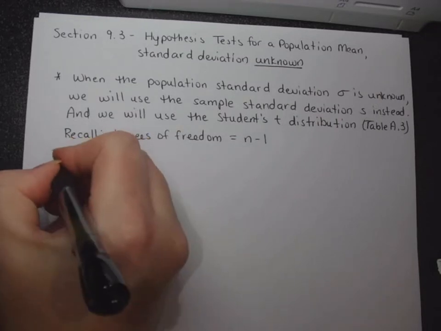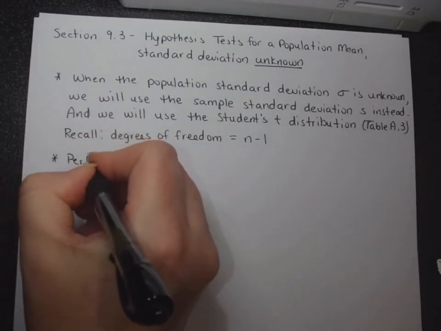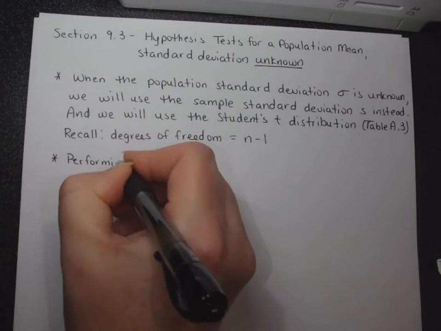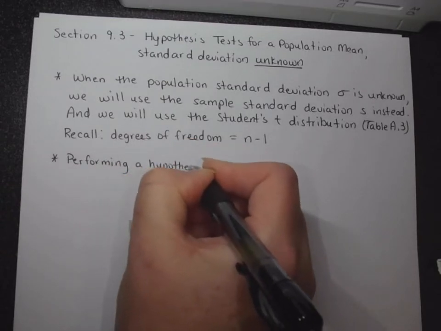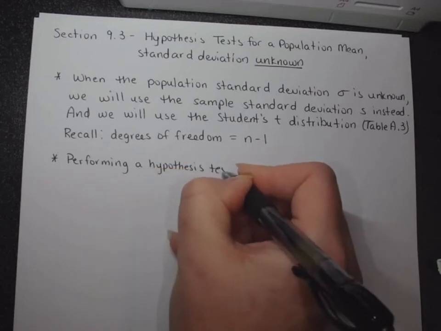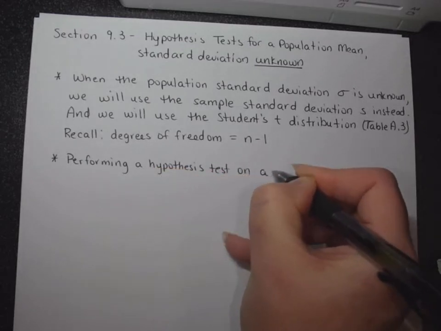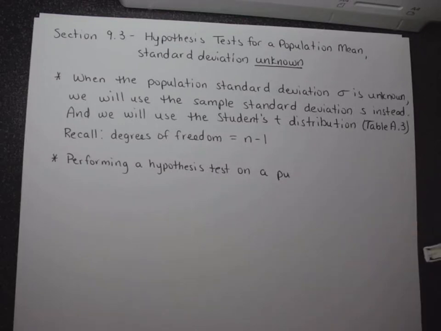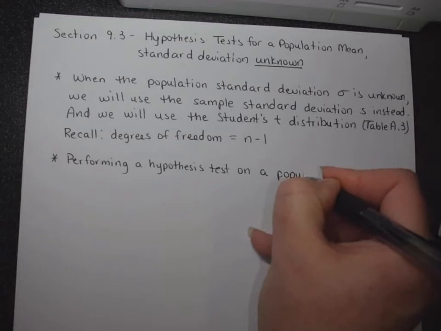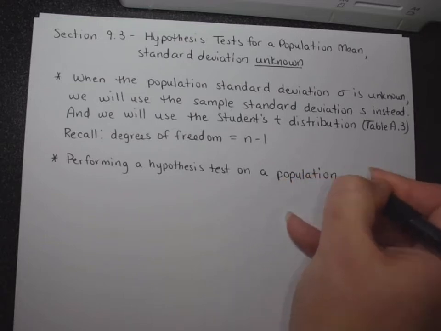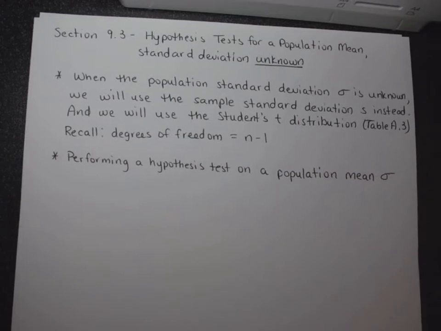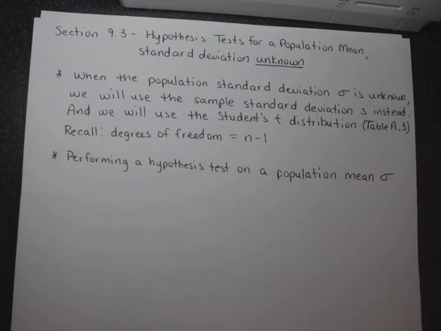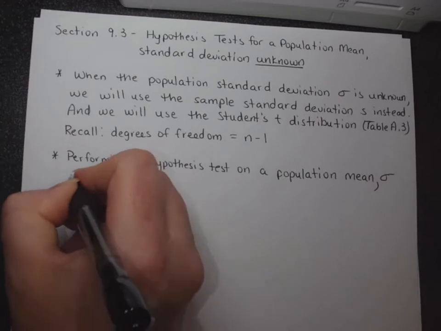Okay, so here is how we're going to perform a hypothesis test when we don't know the standard deviation of the population. Remember, hypothesis test is where we find an H sub 0, a null hypothesis, and we find an alternate hypothesis, and then we see if we can make a conclusion from that. Remember, a whole big group of these problems aren't going to have a conclusion, so remember that. So performing a hypothesis test on a population mean when sigma is unknown.